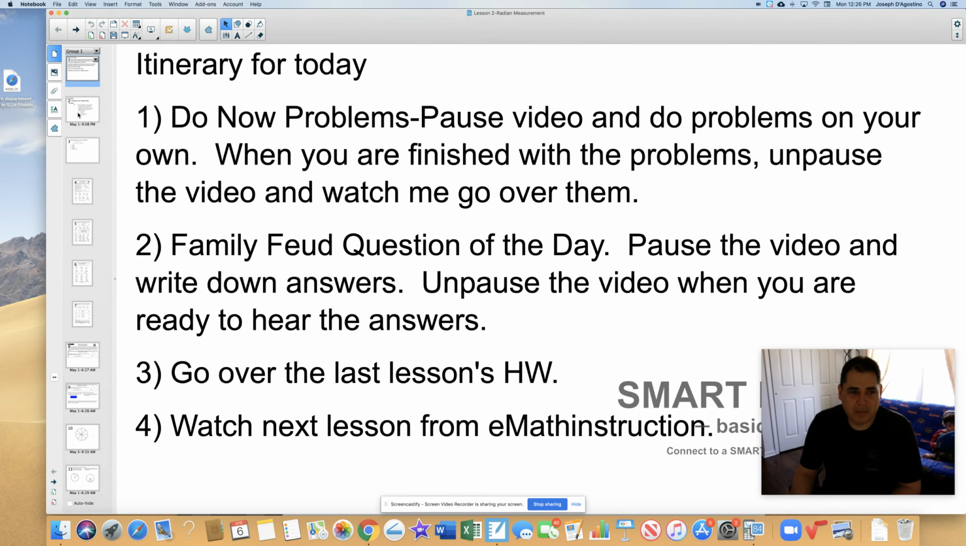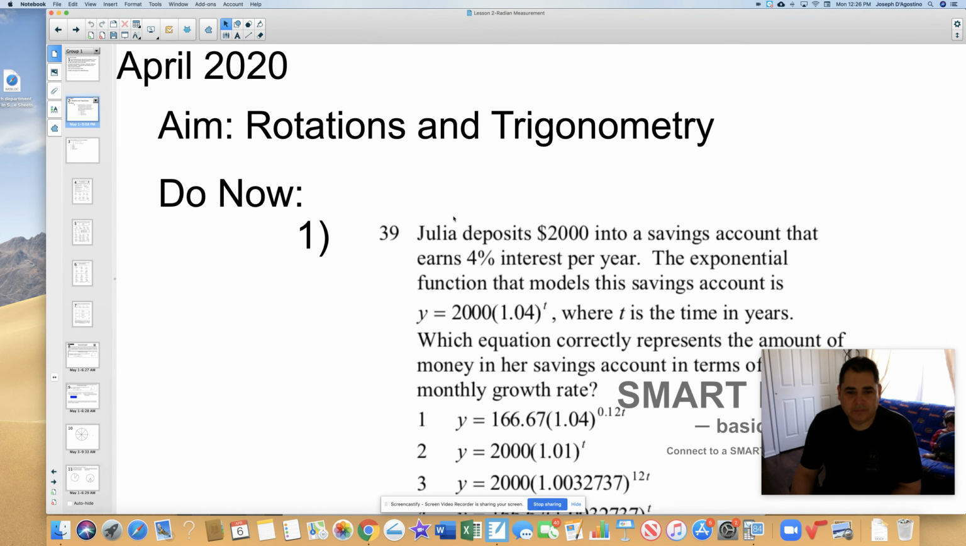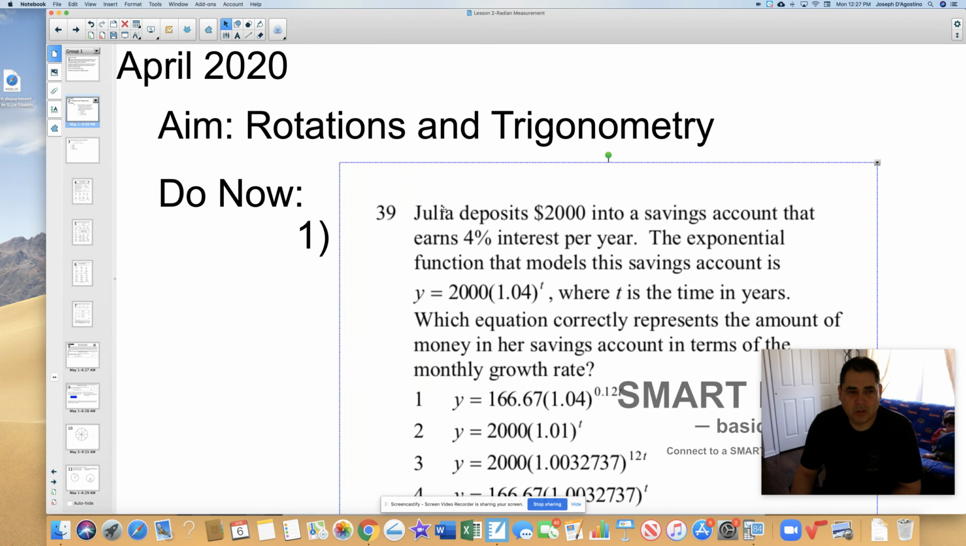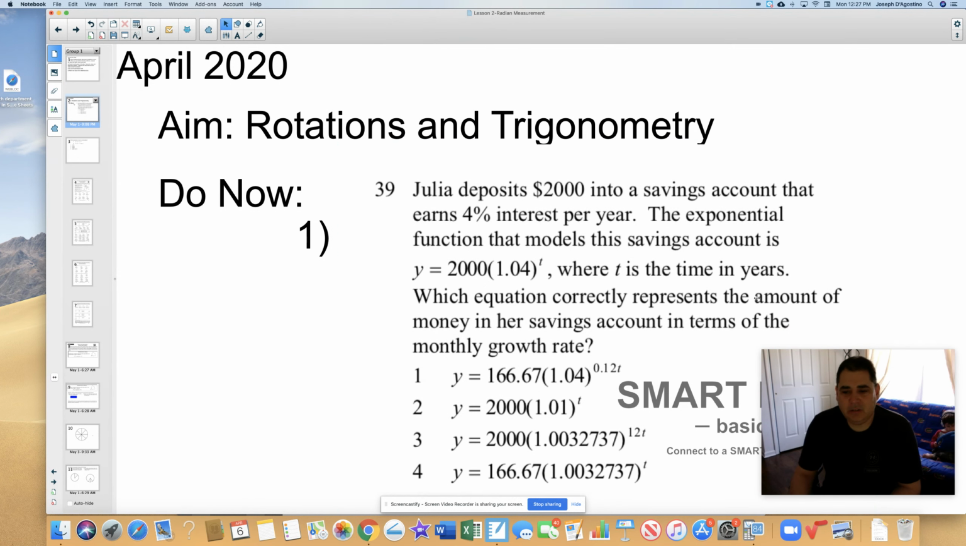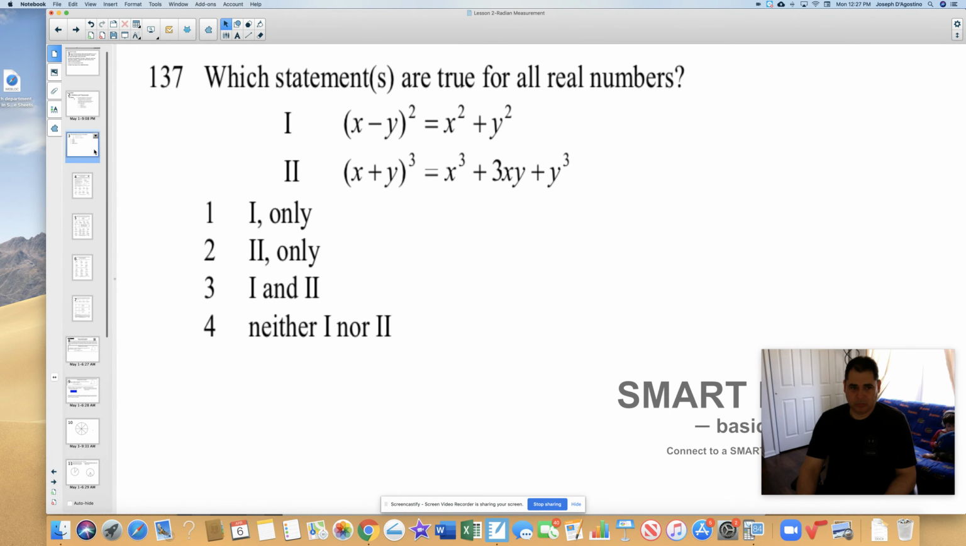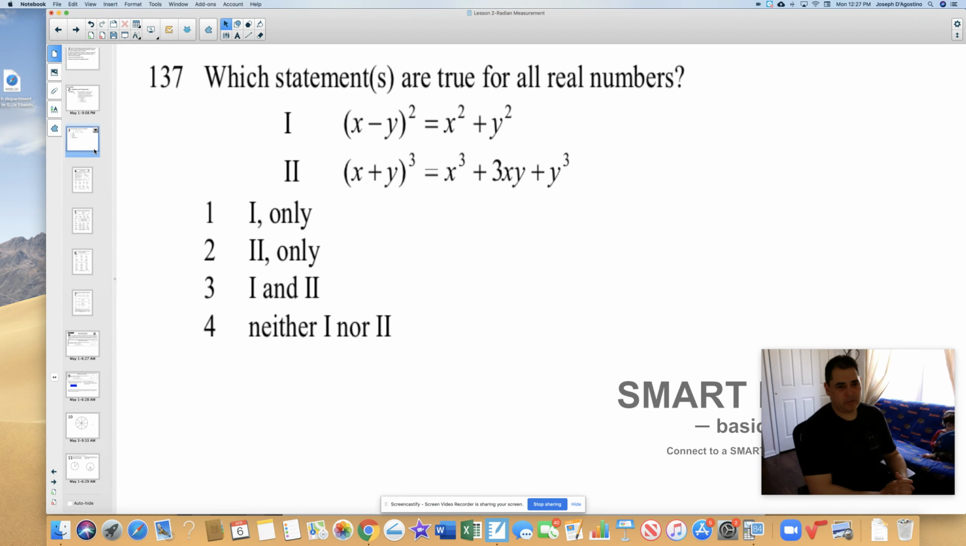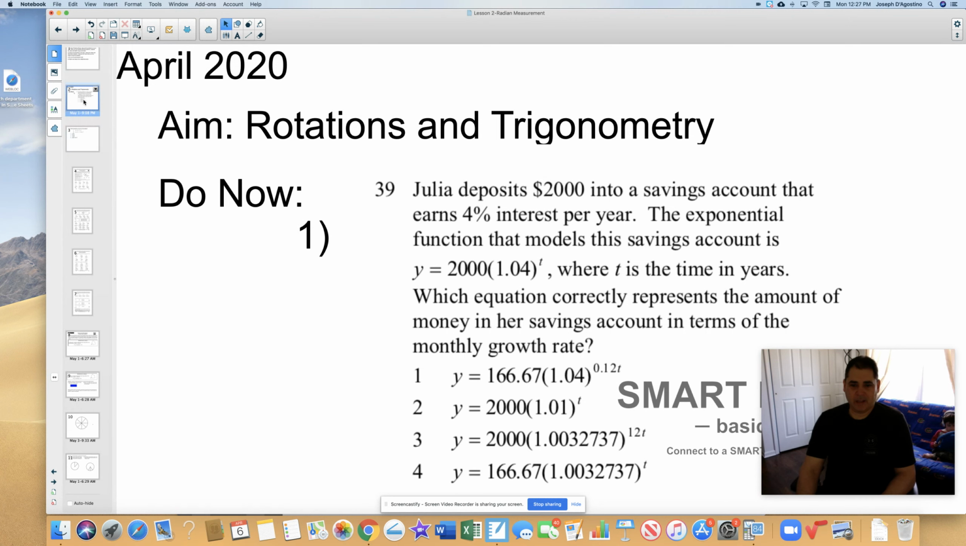You have 2 do now problems. Number 1, number 39 from my JMAP file. Number 2, number 137 from my Regents file. Alright, go ahead and pause the video and try these 2.